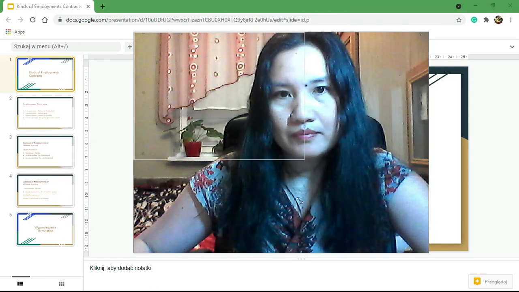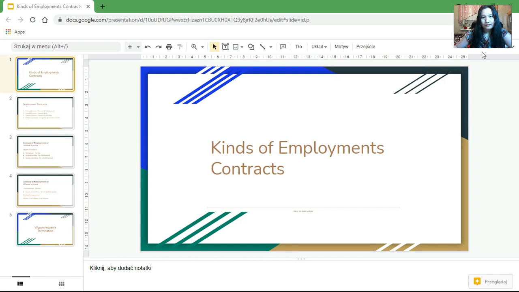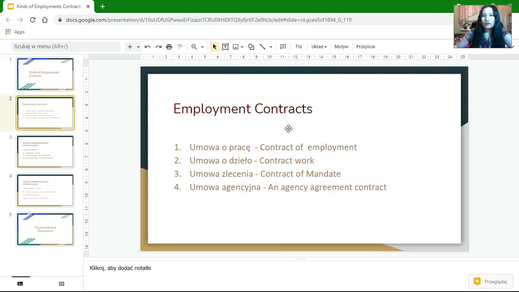Come and let me see. Kinds of employment contract in Poland. What are these? We have umowa o pracę, the contract of employment. Umowa o dzieło, contract work. Umowa zlecenie, contract of mandate. And 4, umowa agencyjna, or an agency agreement contract.